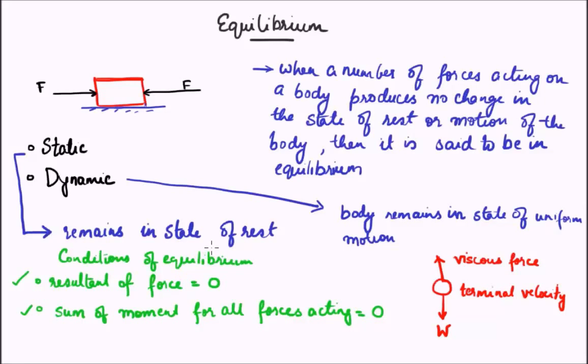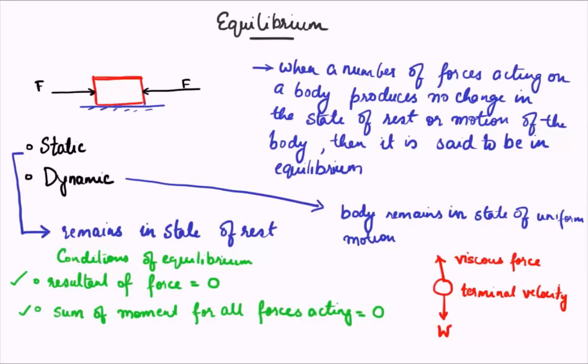To sum up, in today's lecture we read about the couple, we understood what it is, we understood its mathematical sense, then we understood what equilibrium is, what the different types of equilibrium are, and what the conditions are for equilibrium to exist. In our next lecture, we will learn about the principle of moments, and we will discuss certain numericals to understand how equilibrium is maintained.